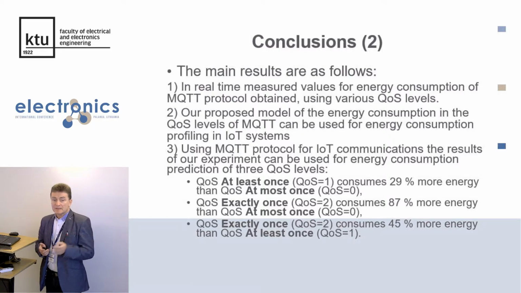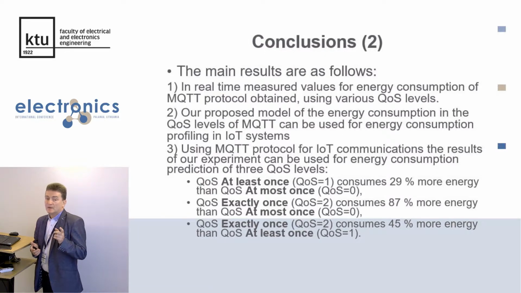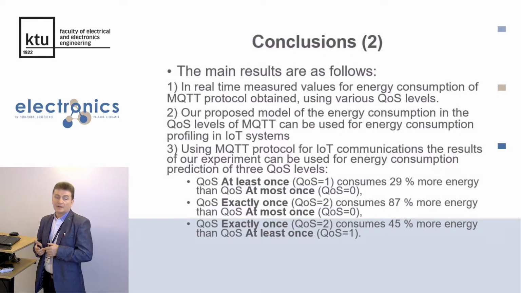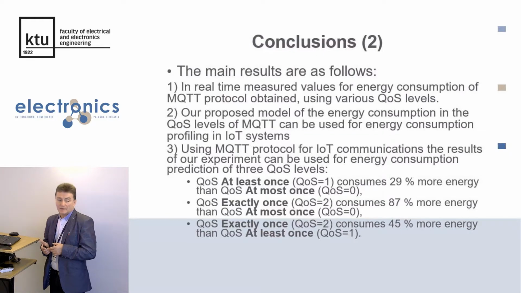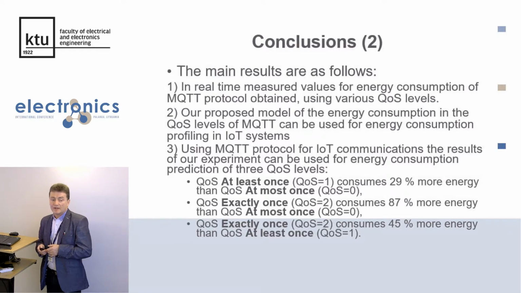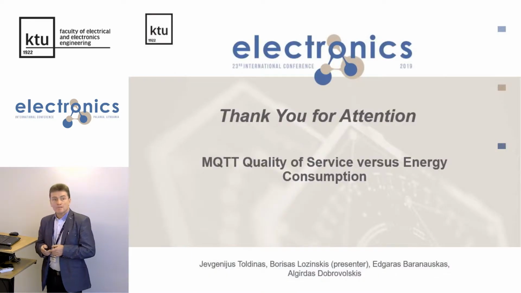At least once consumes 29% more energy than at most once. Exactly once quality of service level consumes 87% more energy than at most once. And finally, exactly once consumes 45% more energy than at least once.